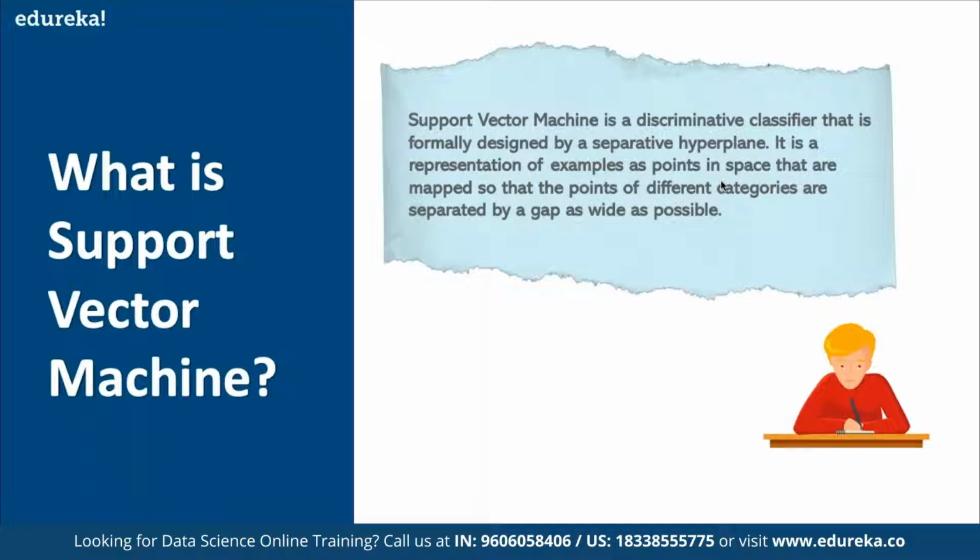As you can see here, it is a discriminative classifier that is formally defined by a separating hyperplane itself. SVM is implemented in a slightly different way than other machine learning algorithms. It is capable of performing classification, regression, and outlier detection as well. Basically, multiple data points can be mapped so that the points of different categories are separated by a gap. In addition, SVM can also perform non-linear classification.